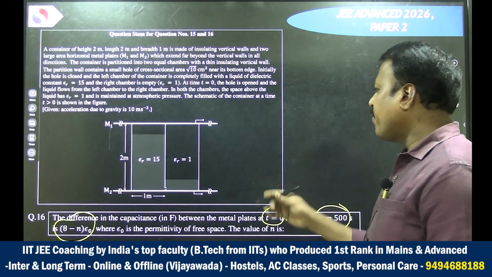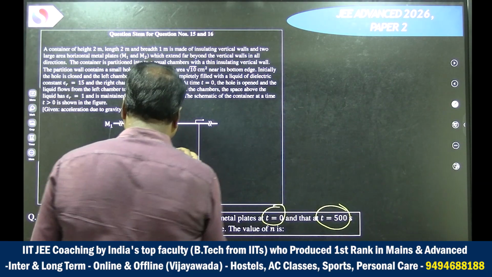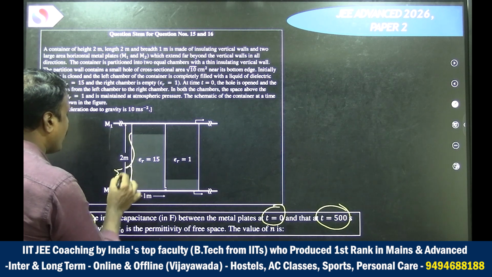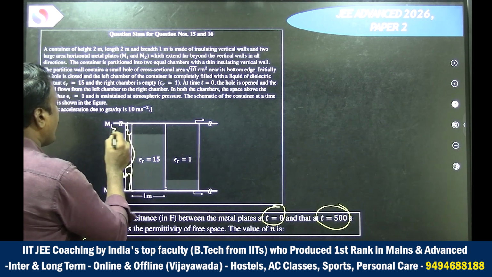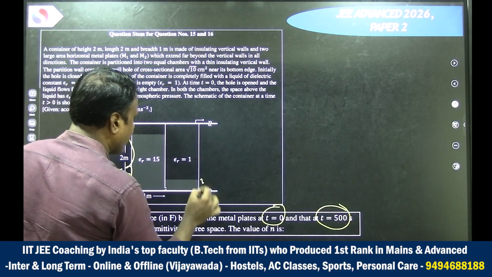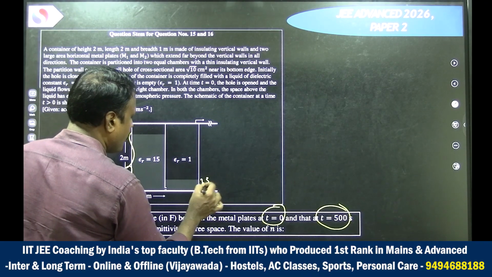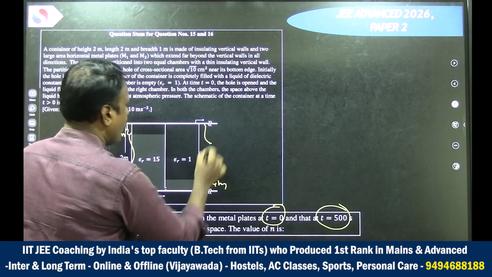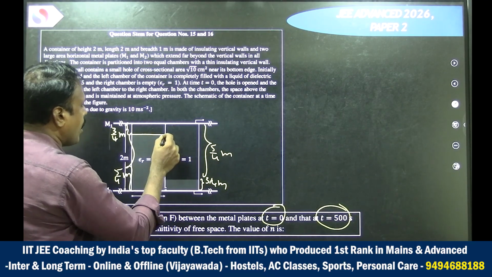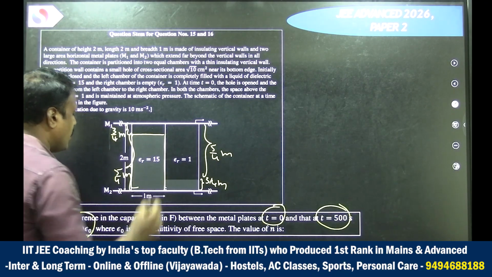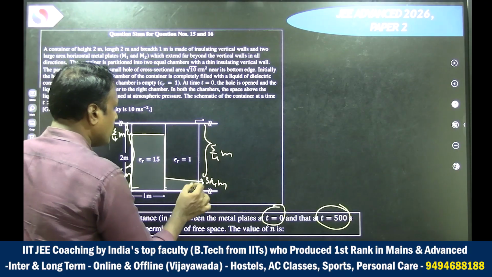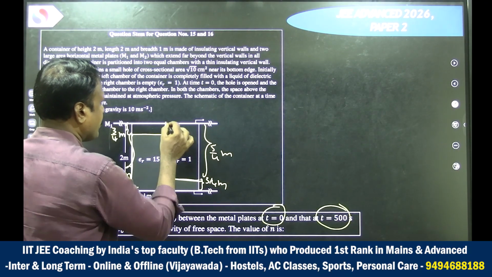So already we know this particular length is 5 by 4 meter. So the empty space becomes 3 by 4 meter, and here the reverse will take place. So this becomes 3 by 4 meter and it becomes 5 by 4 meter. That means in chamber 1, the filled and empty spaces; in chamber 2, the empty space and filled space.